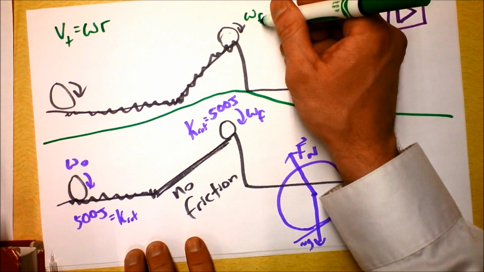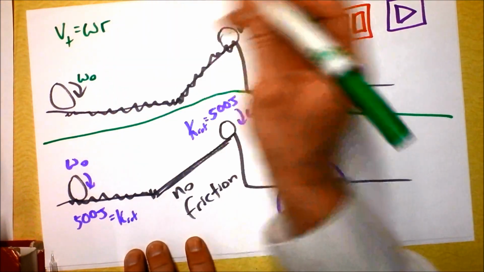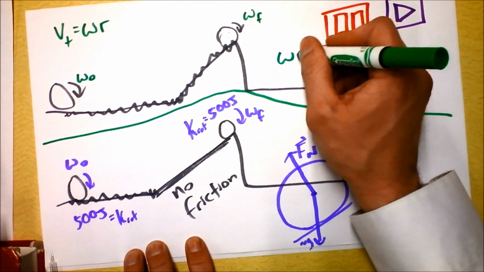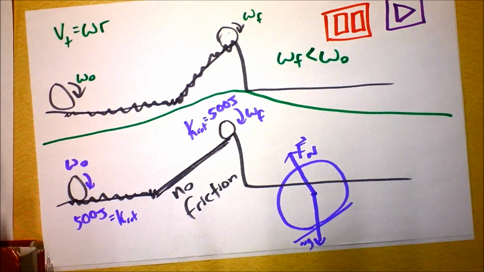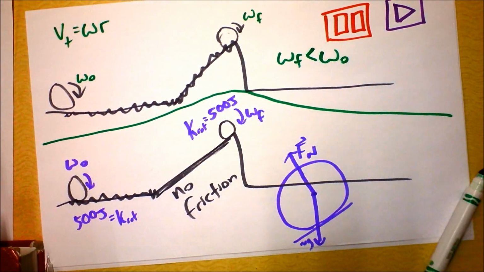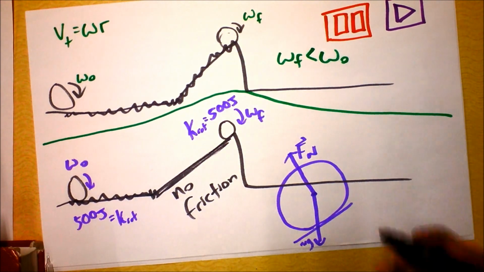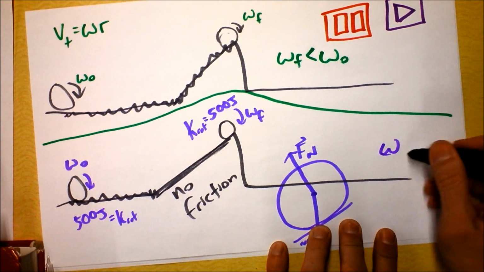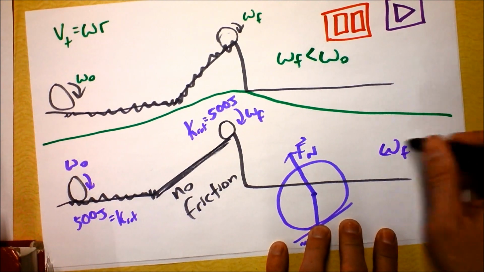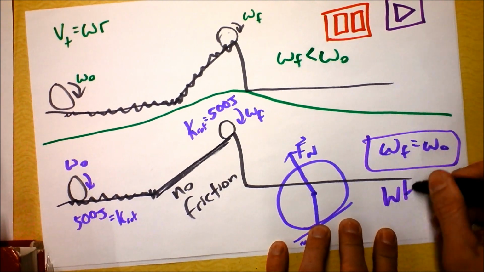If I were looking at omega final right here and omega initial right here, I would be able to make the statement that omega final is less than omega initial. But down here in the purple, was it purple or was it tropical violet? I think it might have been tropical violet. Down here I could make the statement that omega final equals omega initial. And then it would probably say, whoa.